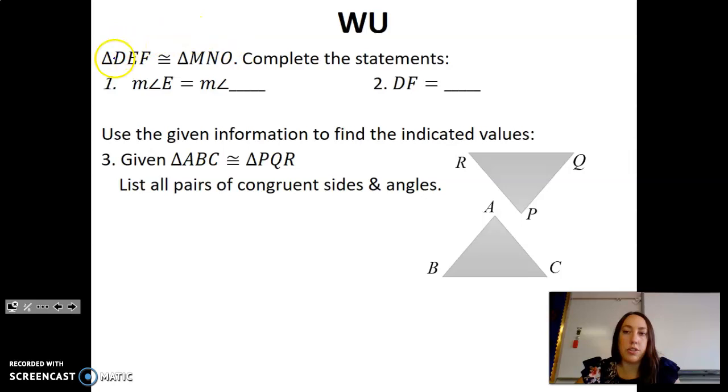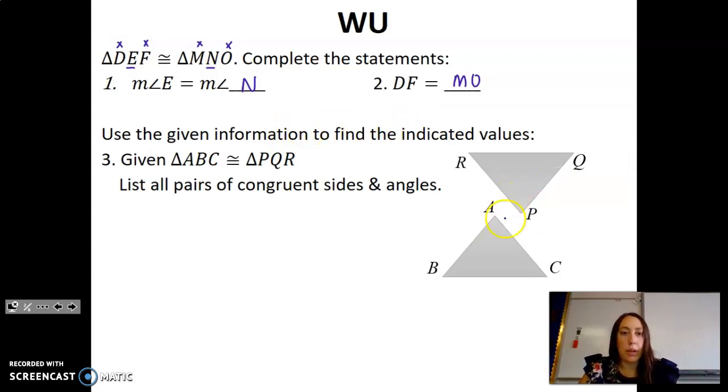You guys have seen these congruency statements before. Triangle DEF is congruent to triangle MNO. So let's complete the statements. Remember, the order of the letters is important. So if E is the second letter, then angle E is going to be congruent to angle N because it's the second letter in the other triangle. Segment DF, that's the first letter and the third letter, so that should be congruent to the first and third of the other triangle. So side DF should be congruent to MO. So I just wanted to review these congruency statements and how you can use them to tell what's congruent between two figures.